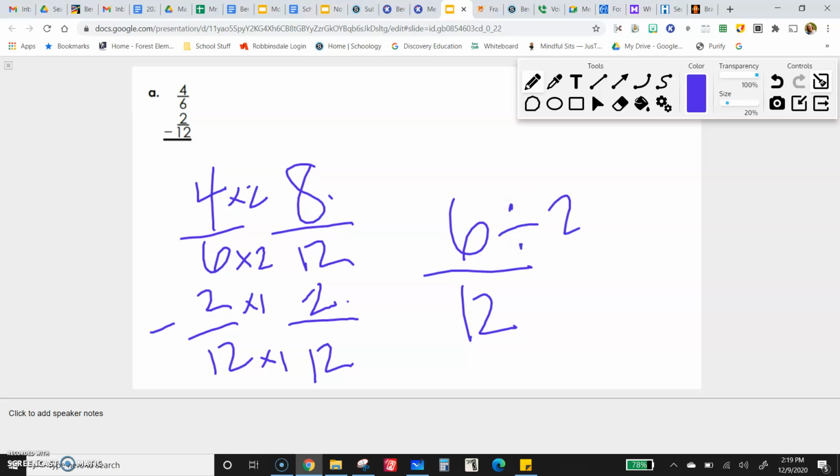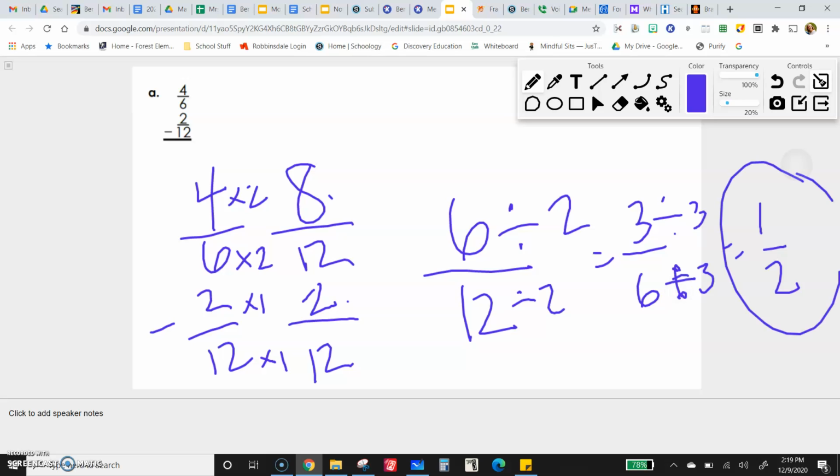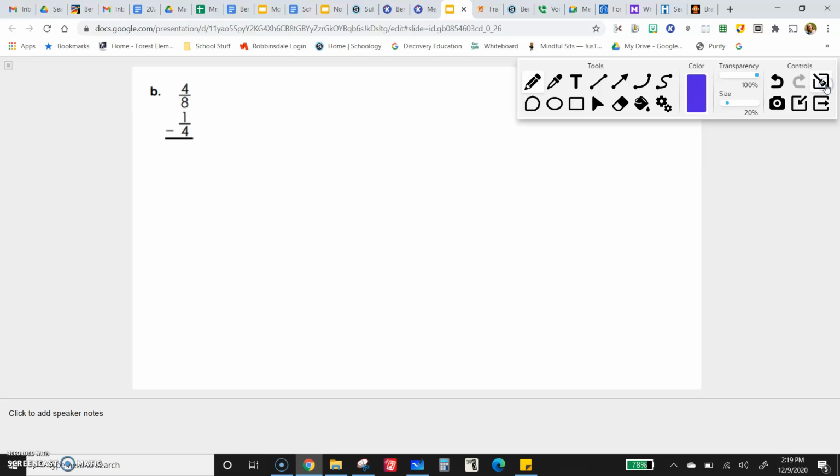Oh, they're both even, so I can divide by 2. Gives me 3/6. Now I can divide them both by 3, giving me 1/2. Sorry, that should be dividing, not adding. I could have just divided by 6 originally to give me 1/2. Let's do another problem. 4/8 minus 1/4. Again, I'm going to write it bigger, so write it in your notebooks.